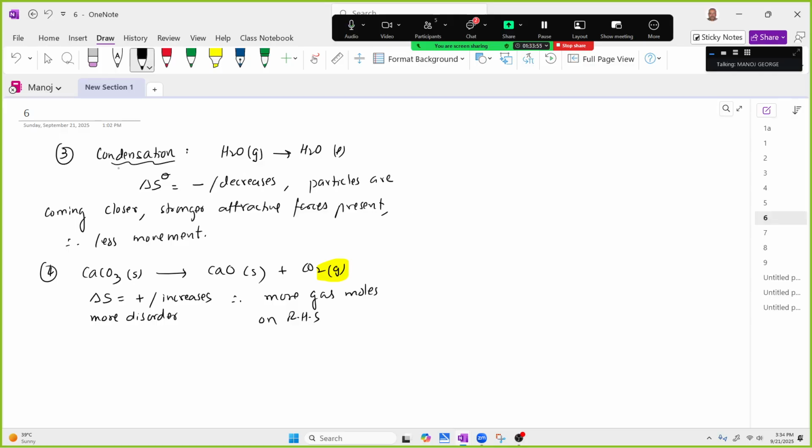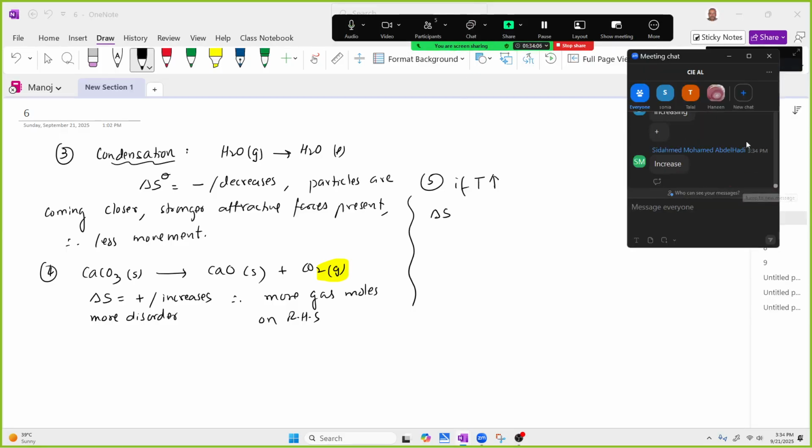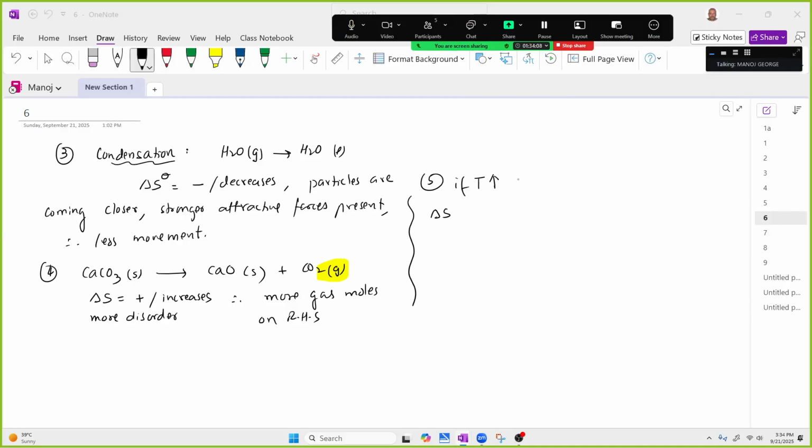Okay. Now what happens if temperature is increased? What happens to entropy change now? If temperature increases, entropy change also becomes positive. Why? Why does it become positive?